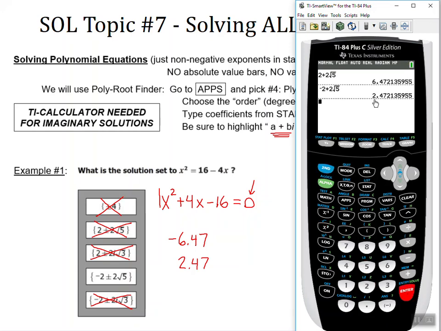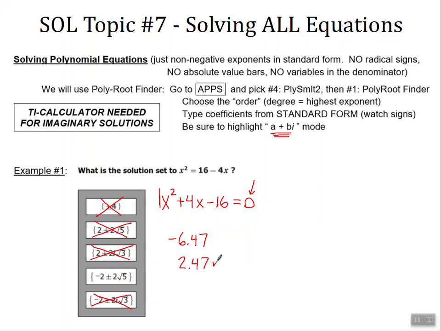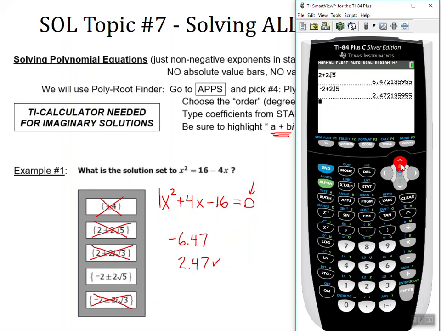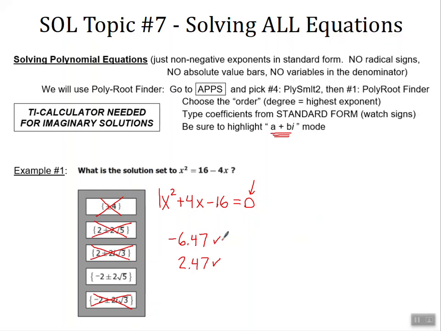And yep, there's my 2.47, so that's that guy. And then the other one would be negative 2 minus 2 square root of 5. So let's type in, and you know what, I'm actually going to select that previous thing, save some time, and just change the plus sign in here to a minus sign and see that I get my other decimal, negative 6.47. So that is my answer choice, and I will select that.